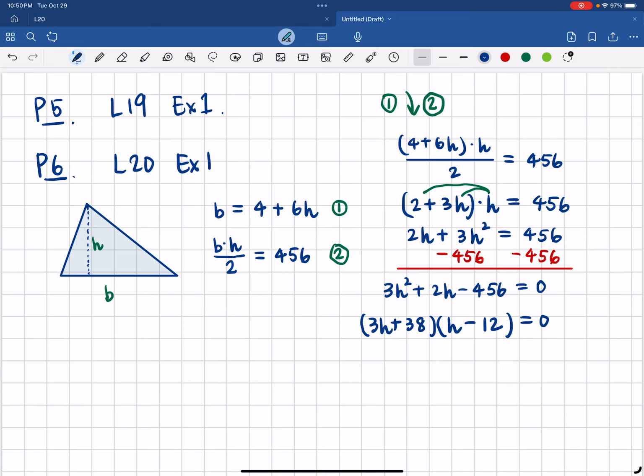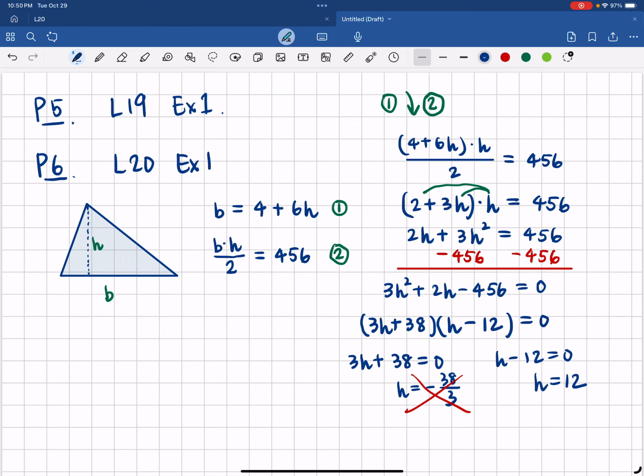And then by the zero product property, each factor could be 0. So 3h plus 38 could be 0. h minus 12 could be 0. The first equation, if you solve, you're going to get a negative solution, negative 38 over 3. But because you know the height of a triangle cannot be negative, this one will be eliminated. And the second one, you will get h is positive 12. This one is acceptable, right?